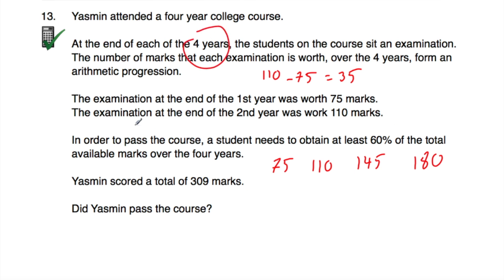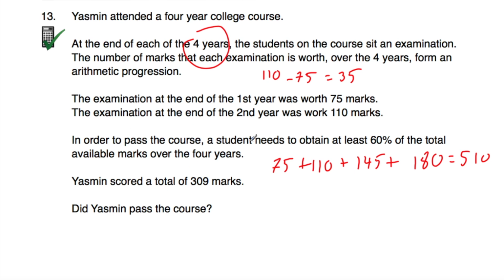Now the question continues and it says in order to pass the course, the student needs to obtain at least 60% of the total marks available. So let's add these together and work out what the total available marks are. So 75 plus 110 plus 145 plus 180. And when we add them all together, we get 510. So there's 510 marks altogether.